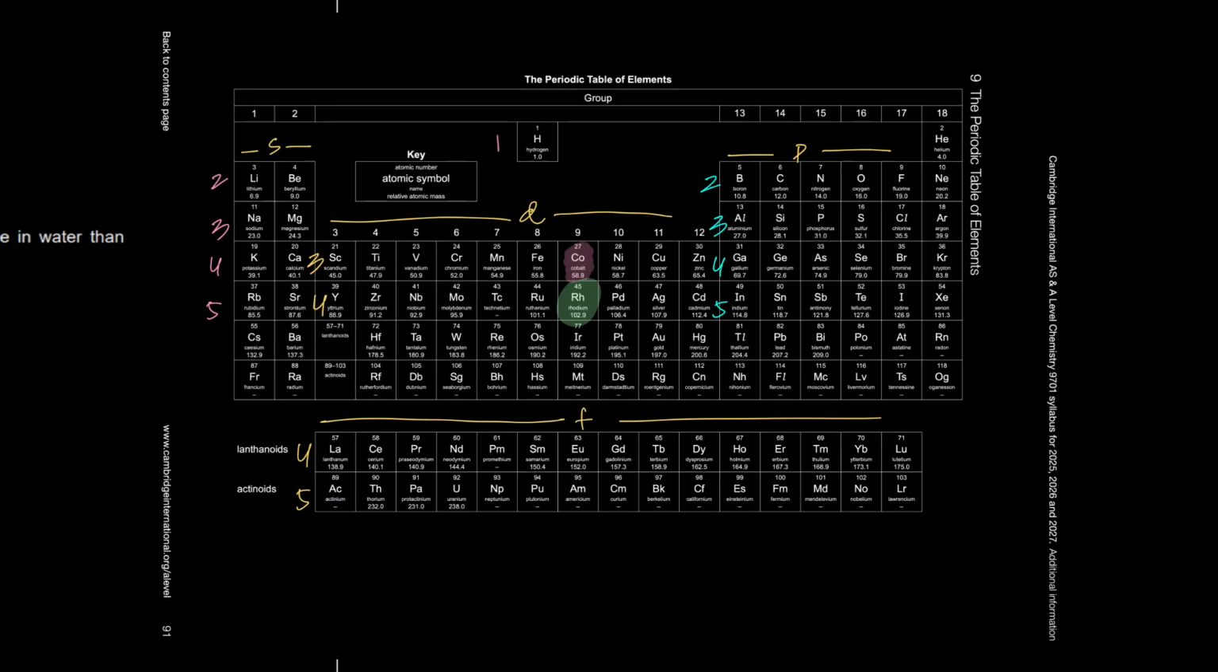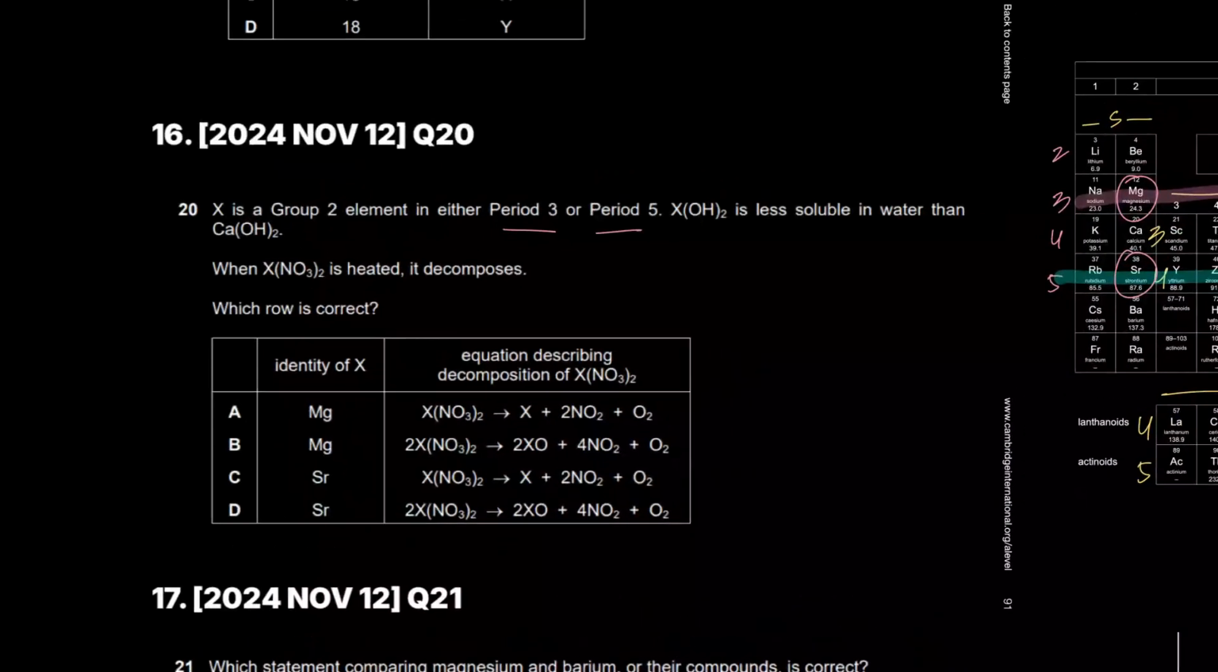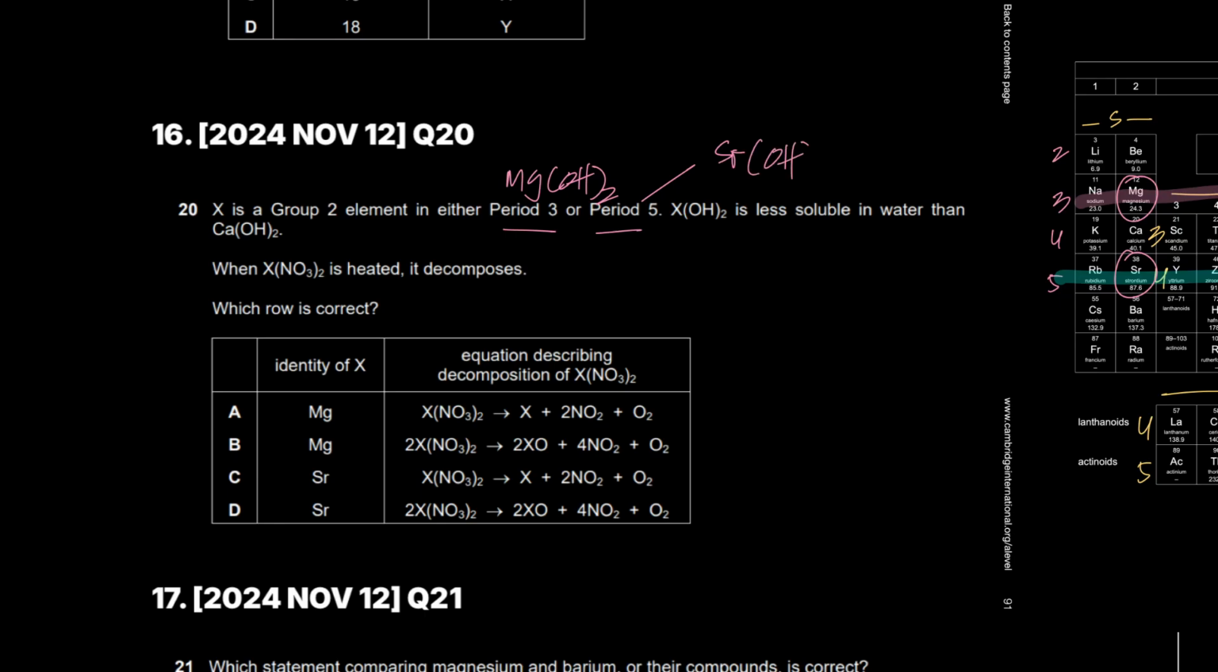Let's talk about it. Period 3 is this right here, and period 5 is this right here, and it's group 2. So he's saying it's either magnesium or strontium. So it can either be magnesium hydroxide, or if it's period 5, then it should be strontium hydroxide. But the problem is, he's saying that it is less soluble in water than calcium hydroxide.